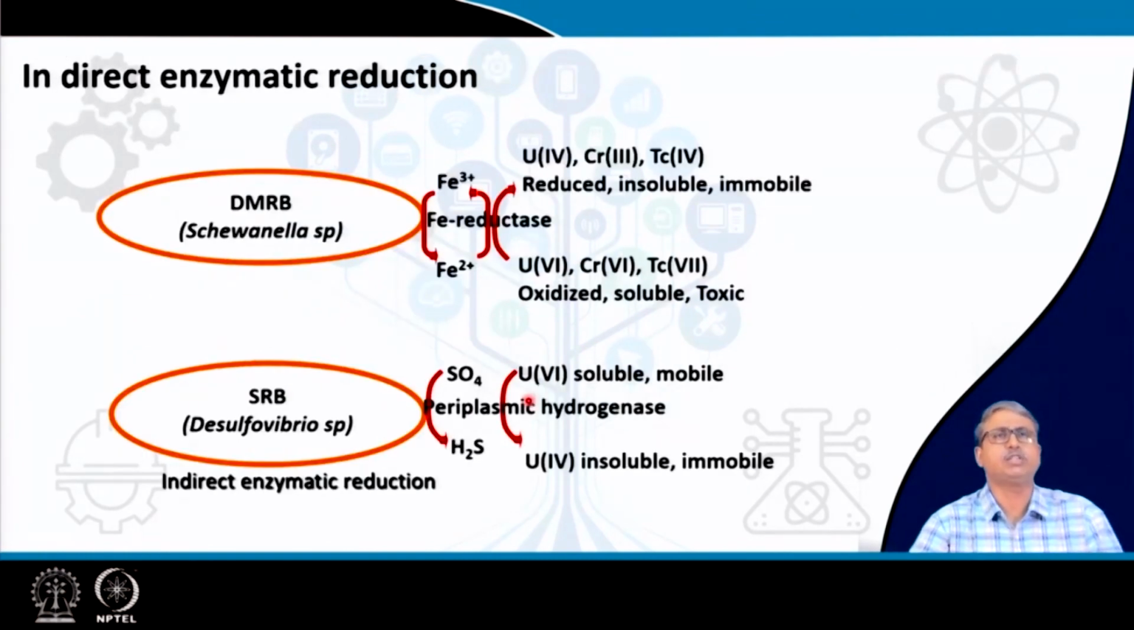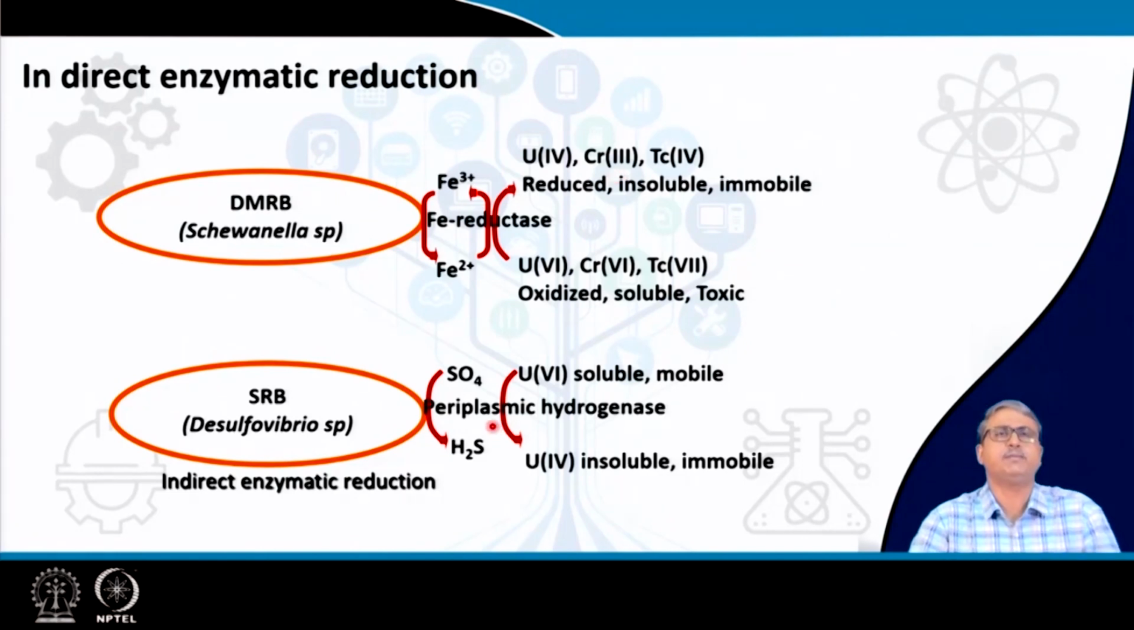The other process is called indirect enzymatic reduction, like the Shewanella type of organism, which can reduce iron Fe3 to Fe2 by iron reductases, and Fe2 can further reduce the uranium, technetium or chromium. So, it is indirect reduction by using Fe2 plus as the electron donor. Fe2 donates the electron and uranium, chromium or technetium is reduced. Thereby it is called indirect enzymatic reduction.